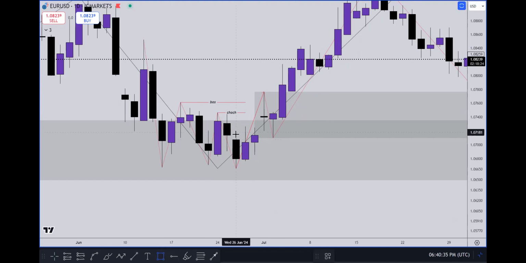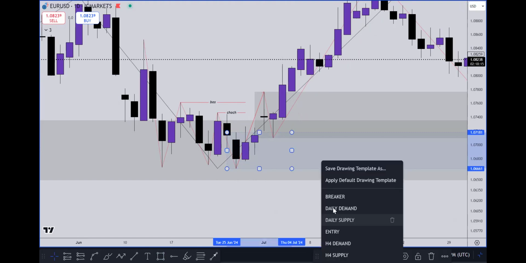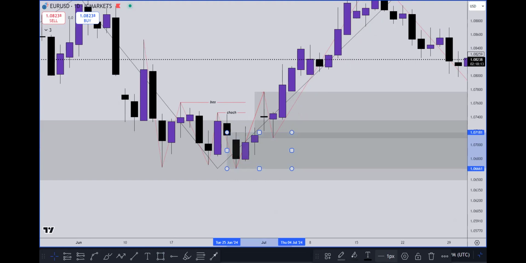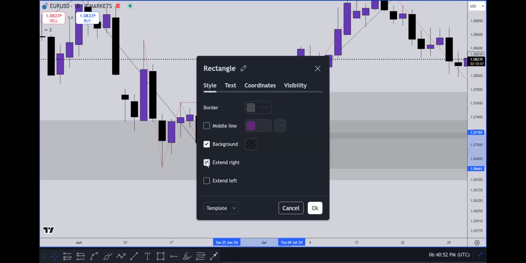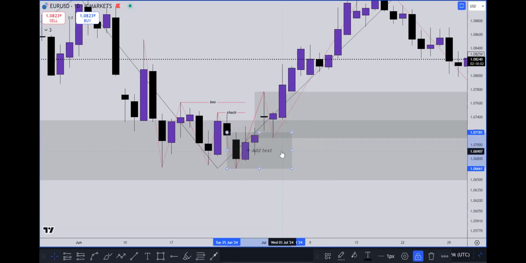So you can see the market coming back to the order block there, mitigating the first order block there. Okay, so let's say this is a daily demand level, and let's lock this in, go to the settings, go to style, extend to the right. Okay, I want you to see the market mitigating the first order block there.